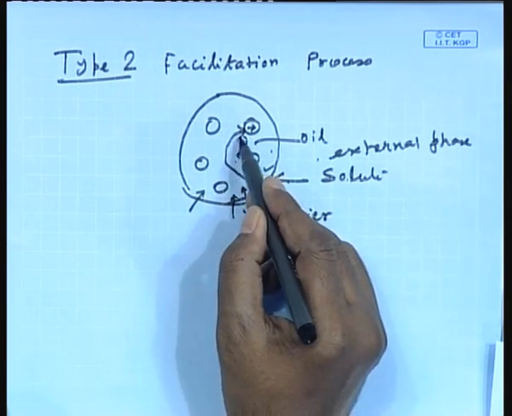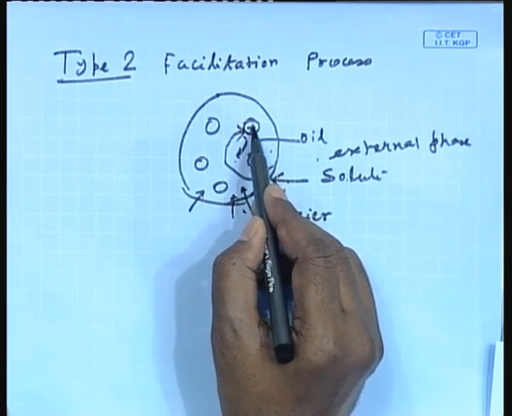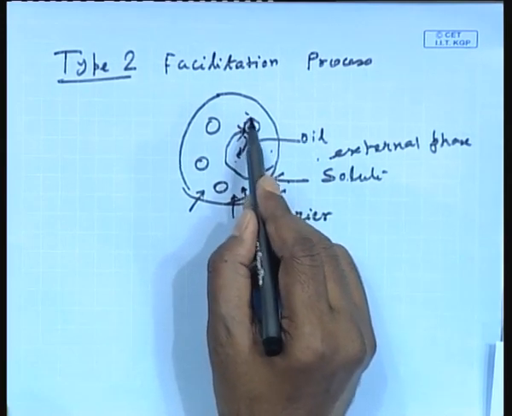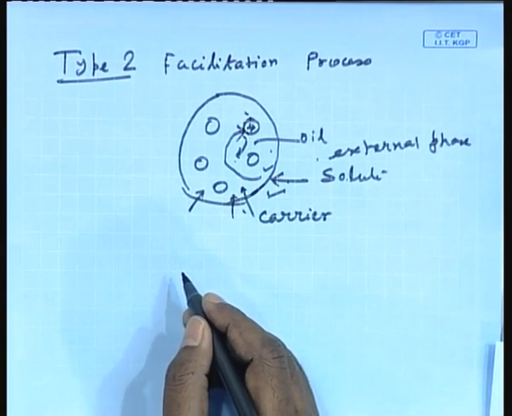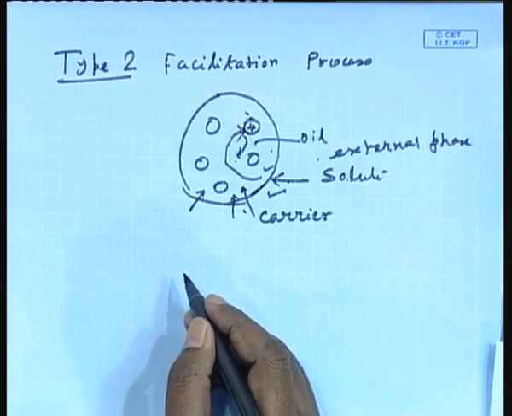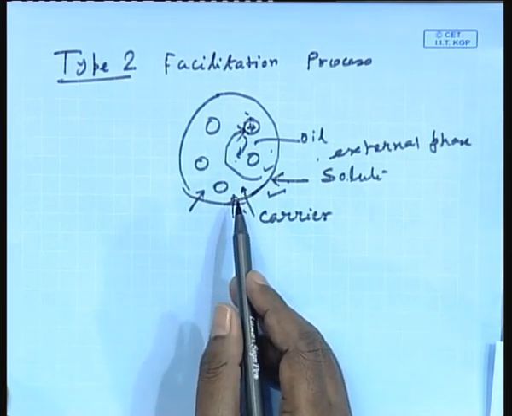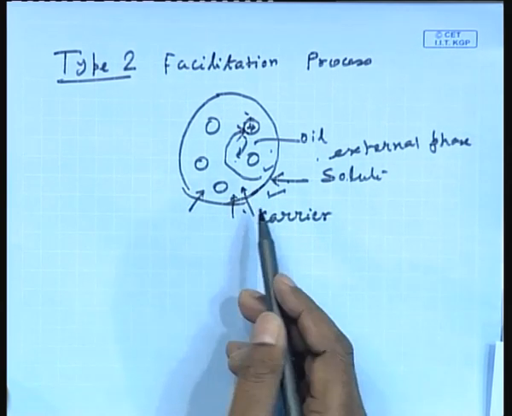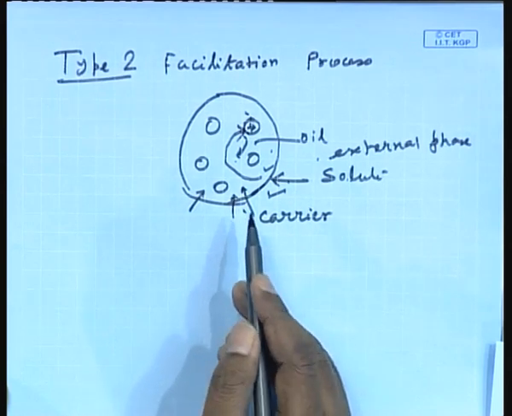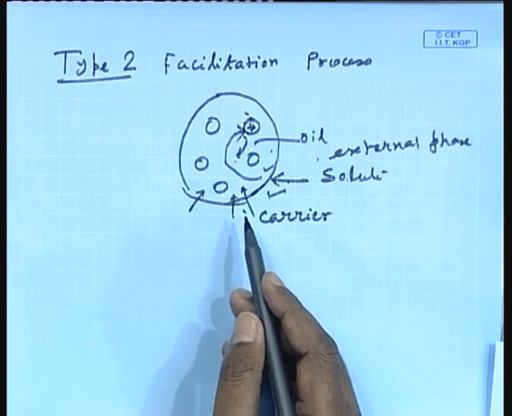Now, once this carrier gets into touch with the internal phase, it releases the solute and it immediately reacts with it. So, therefore, we are maintaining again a maximum concentration difference there. So, it is the type 2 facilitation process. What is the difference between the type 2 facilitation process and type 1 facilitation process? In type 2 facilitation process, we have a facilitator or a carrier present in the membrane phase or in the oil phase that makes a complex with the solute and transports the solute towards the internal phase more easily. It facilitates the transport of the solute towards the internal phase.